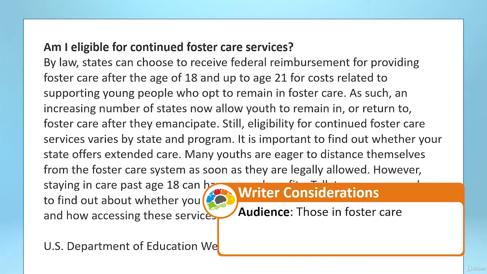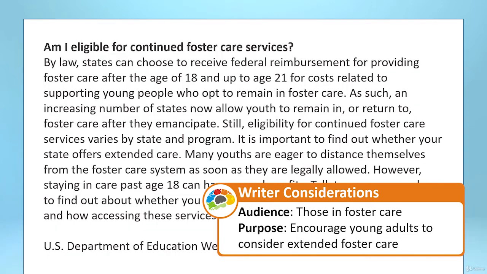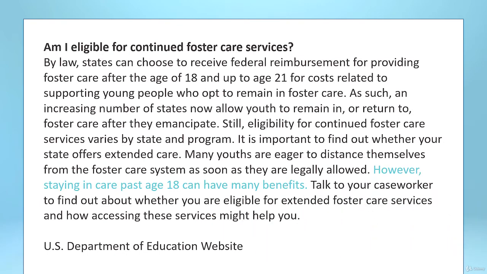Exactly. What would you say was the purpose of the U.S. Department of Education in publishing this passage for that audience? It seems to be encouraging someone who's currently using the foster care services to continue to use those services as long as they're eligible. Yes, and can you point to that main message? It's towards the very end. It doesn't mention that there's benefits in continuing the care until the second to last sentence.